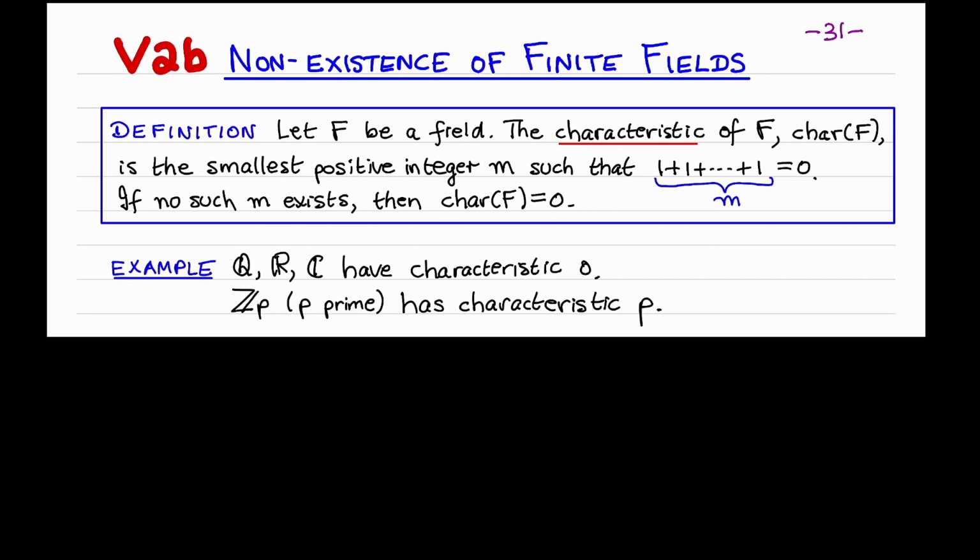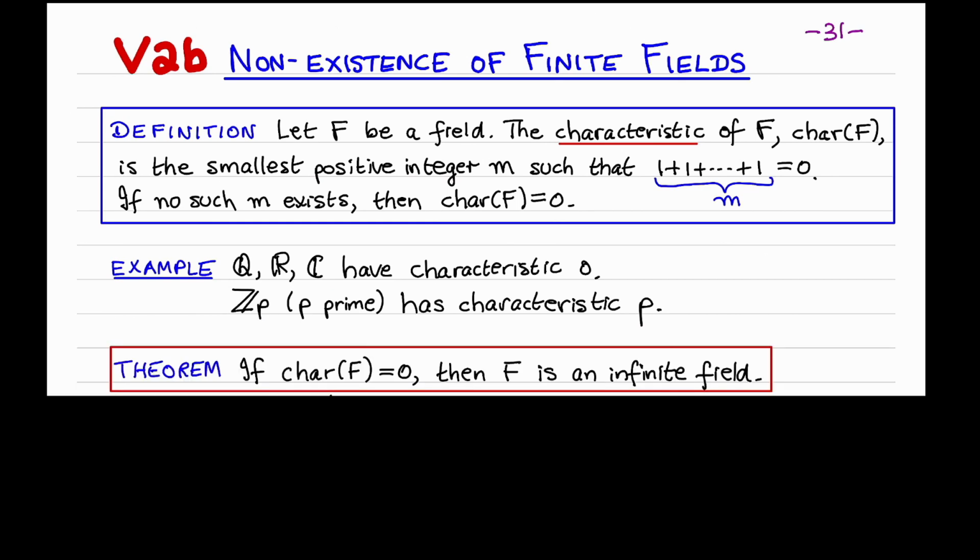On the other hand, the field of integers modulo p, where p is a prime, has characteristic p. And this is because in the integers modulo p, if you add 1 to itself repeatedly, you get 1, 2, 3, up to p minus 1. These are all distinct elements and non-zero. And the next element in the list would be p, which is the same as 0 modulo p.